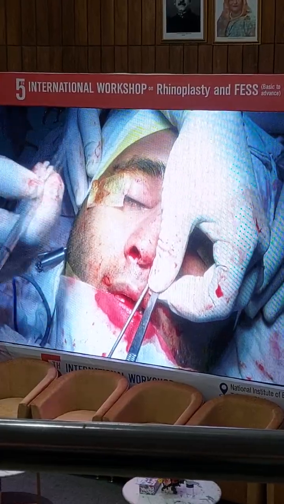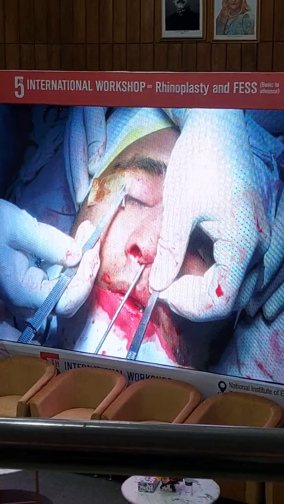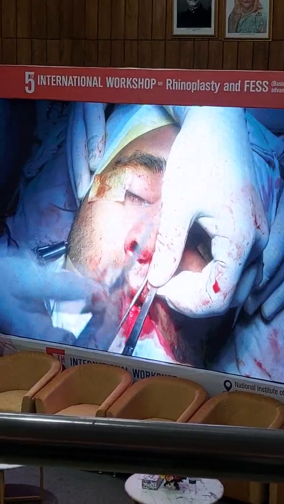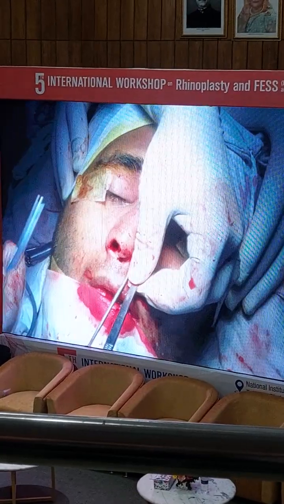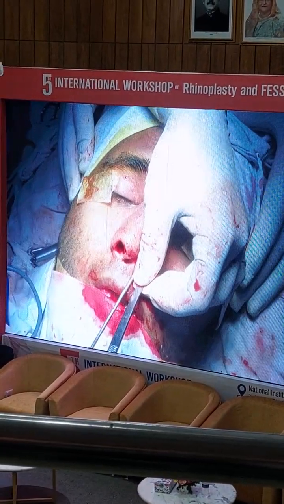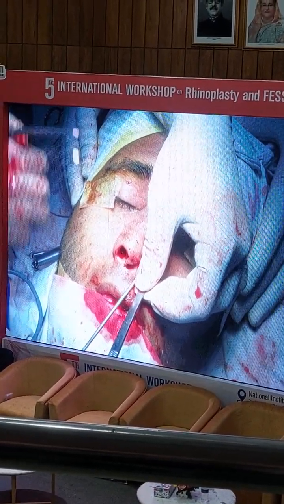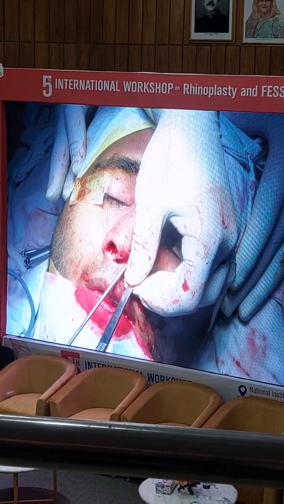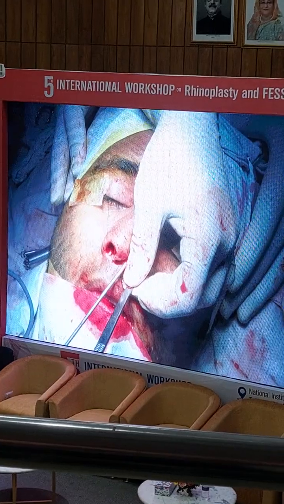We realize that later, because in this lowermost part of the piriform aperture, we have the attachment of the lateral end of the upper lateral cartilage. So if you damage that part, then the upper lateral is medialized. And on the same side, you also have the attachment of the inferior turbinate. So both things are medialized, which creates the problem.